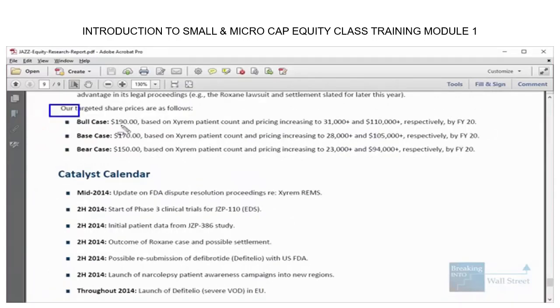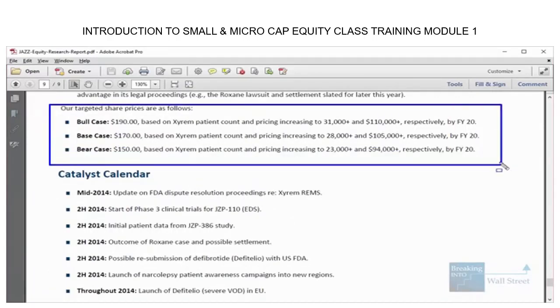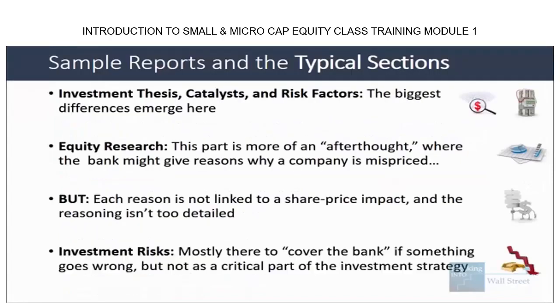And even in our bull, base, and bear cases, yes, we give different share prices, but we're not really linking directly our catalysts to these different cases. And then the investment risk section is here, but it's mostly there because if a bank is making a buy recommendation, they want to cover themselves and say, we're making this recommendation, but we could be wrong, and there are risks. And so if you invest money and lose money, sorry, but we warned you about it, and you knew about these risks in advance.